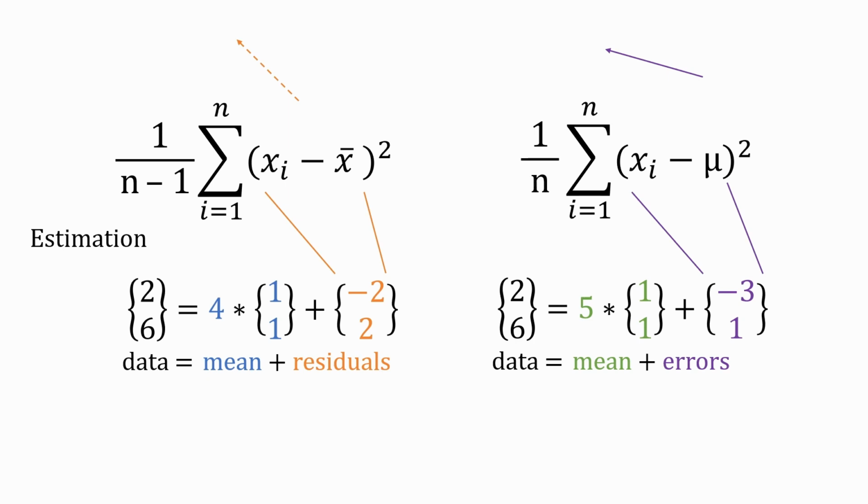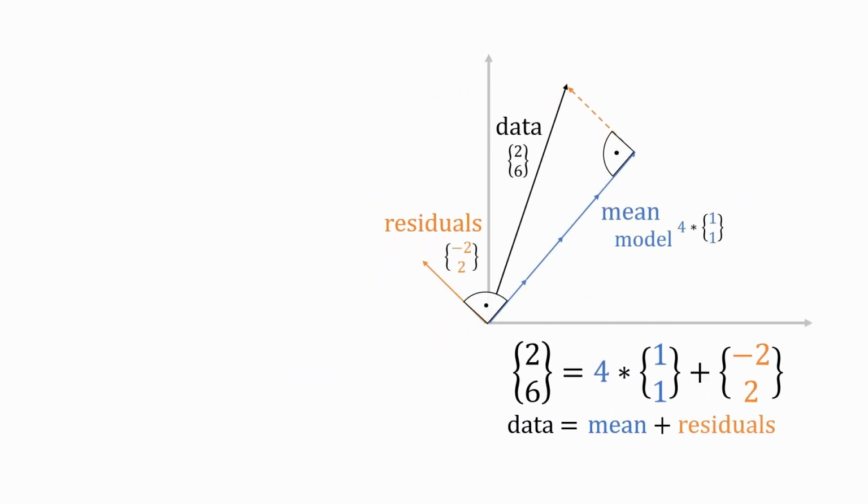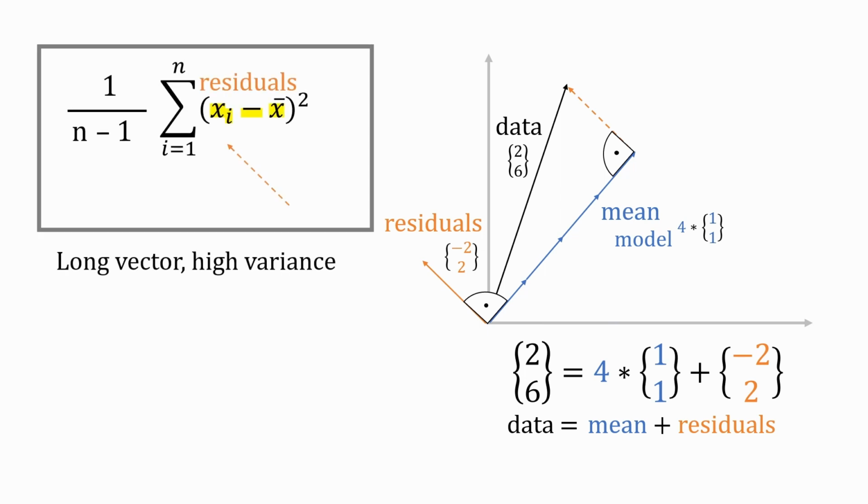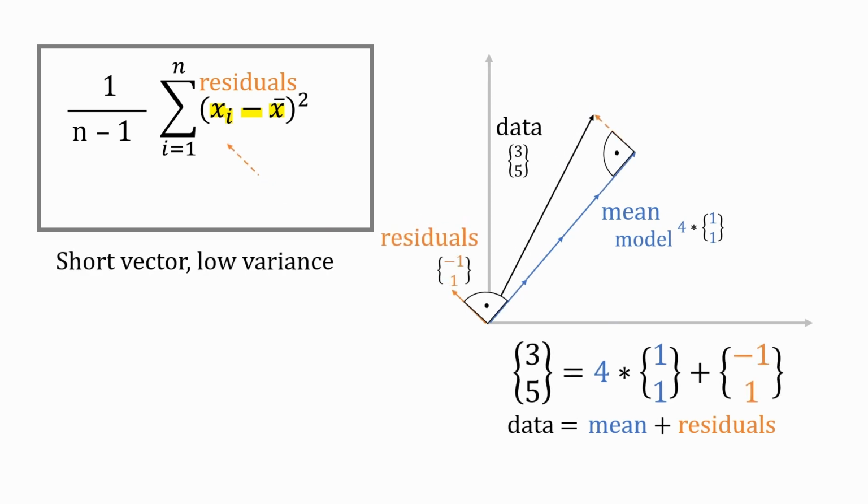Here's an example for an intuitive understanding. When our data points are far from their mean, the residuals vector is long because the vector of data points is far away from the ones vector. This also implies high variance. When the data points get closer, the data vector has a smaller distance to the mean vector, so the residual vector shrinks, and so does the variance.